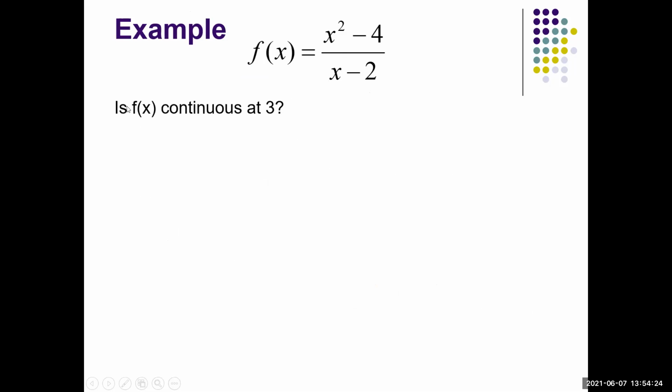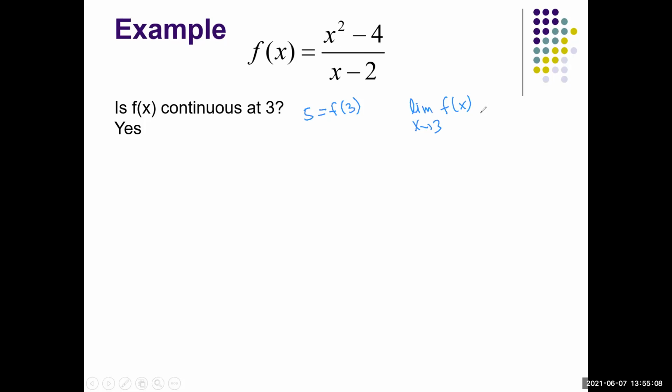Okay, so if you ask me, is f(x) continuous at 3? Then I would say yes, because by definition, you need to do two things. You need to figure out what f of 3 is, and you need to figure out the limit of the function as x approaches 3. Notice that f of 3 means you plug 3 into the function, and then you do the math. 9 minus 4 is 5. I think the answer is 5.